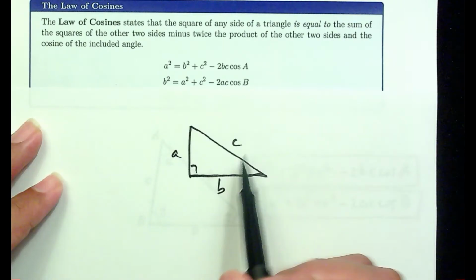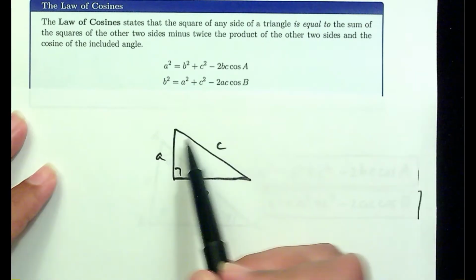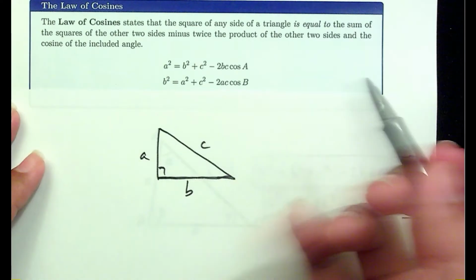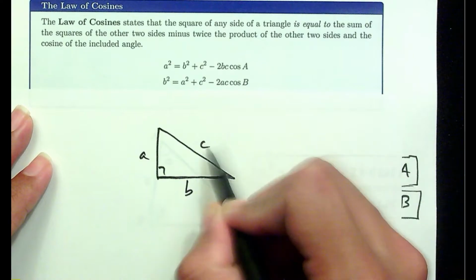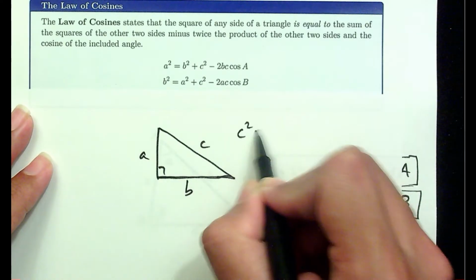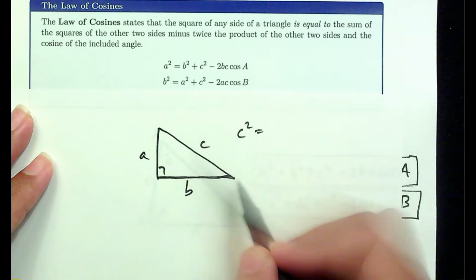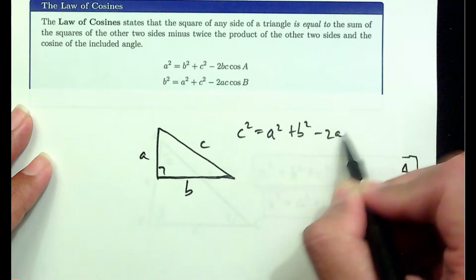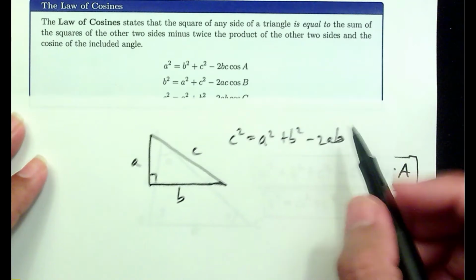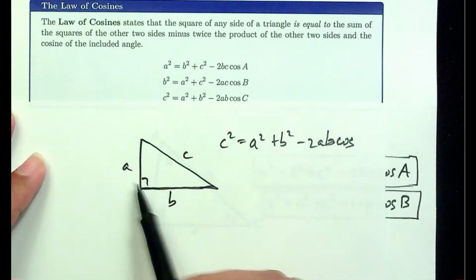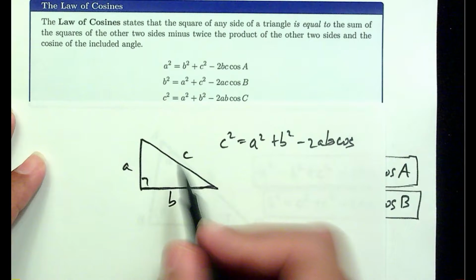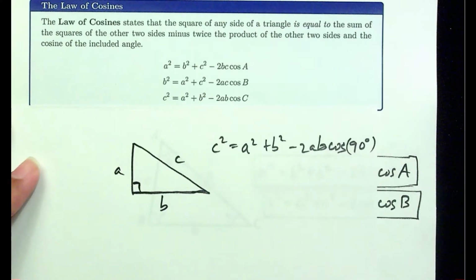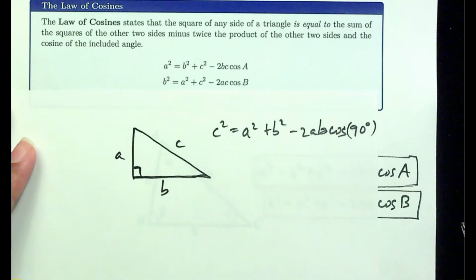If I apply the law of cosines to this and I assume that this is the hypotenuse, okay, I know it is, but in the context of the law of cosines, then the law of cosines will say that c squared equals a squared plus b squared minus 2 times a times b times the cosine of the angle between a and b. But the angle between a and b is 90 degrees. That's a right triangle, so that's 90 degrees.